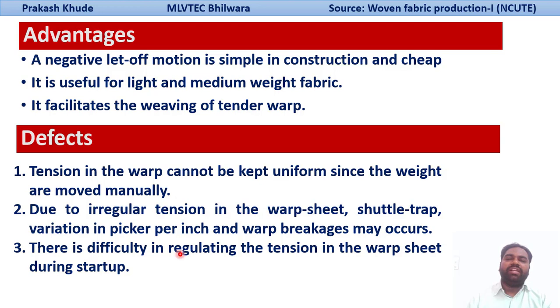Third, there is a difficulty in regulating the tension in the warp sheet at the start of the beam. Initially the beam is at full diameter, so during that time there could be chances of variation in your warp sheet. So these are the advantages and disadvantages or defects of the negative let up motion.